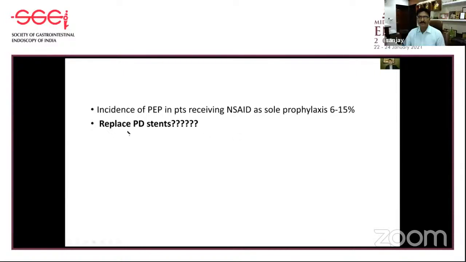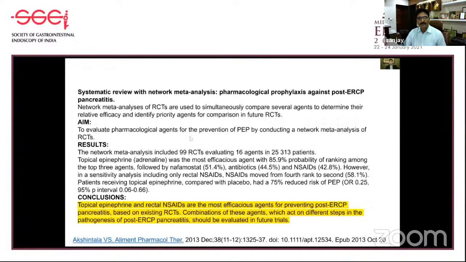And are they about to replace the PD stents completely? Should we be getting rid of all the pancreatic duct stents? The answer is probably not yet. So Venkat Akshintala from Johns Hopkins actually looked at a network meta-analysis, and he thought that use of topical epinephrine and rectal NSAIDs are the most efficacious agents in prevention of post-ERCP pancreatitis.